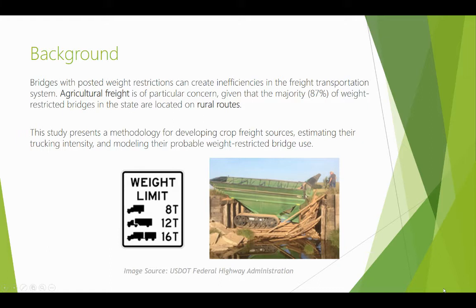Bridges with posted weight restrictions can create inefficiencies in the freight transportation system. Agricultural freight is of particular concern because the majority of weight-restricted bridges in the state are located on rural routes. This study presents a methodology for developing crop freight sources, estimating their trucking intensity, and modeling their probable weight-restricted bridge use.